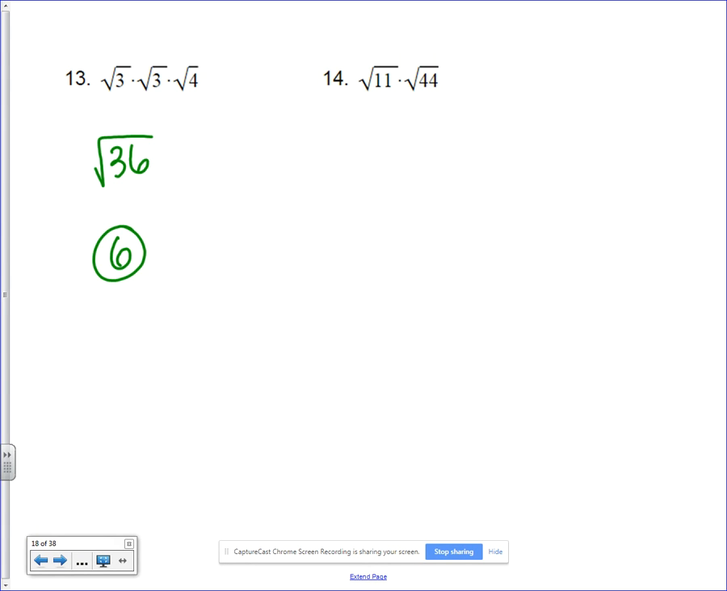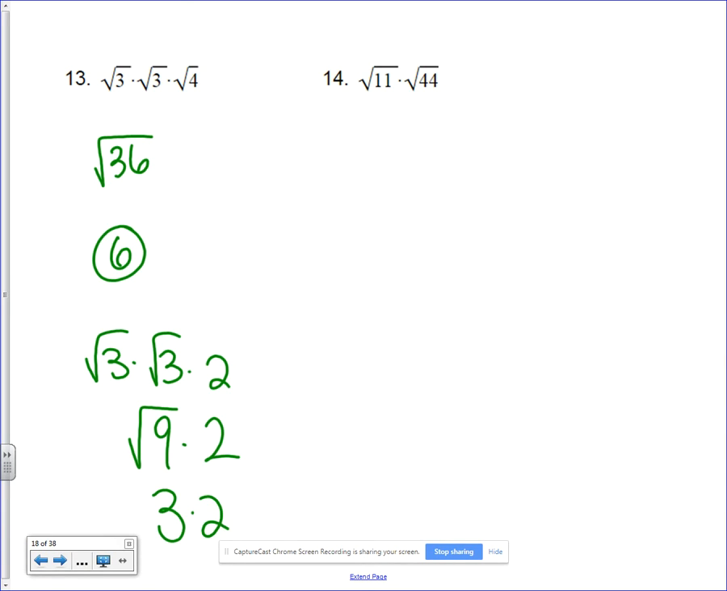It is. It is a perfect square. So if you notice that, what is the square root of 4? 2. So it would really look like this. Then what's 3 times 3? 9, right? And what's the square root of 9? 3, right? And what's 3 times 2? Neither way is more correct than the other. Okay, you can do it either way.